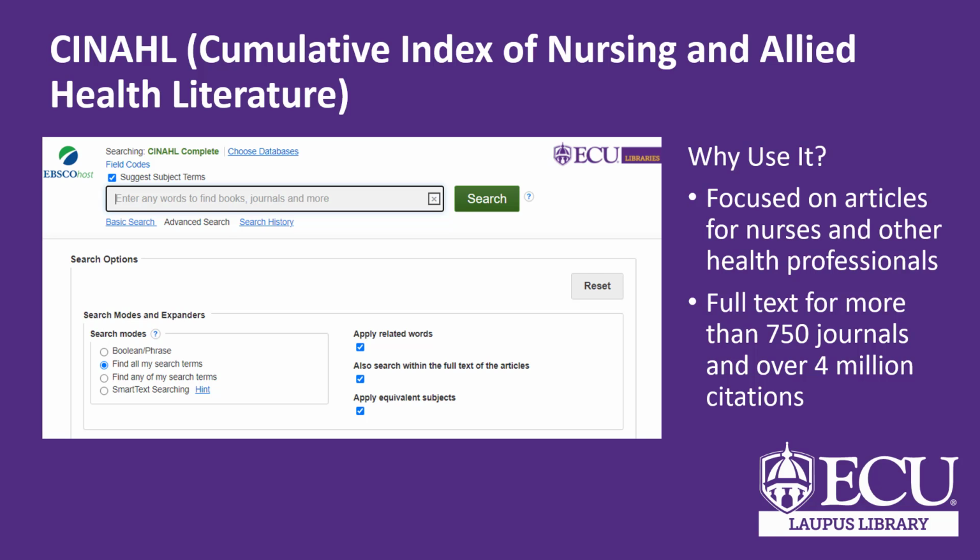CINAHL, or the Cumulative Index of Nursing and Allied Health Literature, is a database of articles that are focused on the perspective of nurses and other health professionals. It uses subject terms to guide users through its resources, holds more than 4 million citations, and offers full text for more than 750 journals.